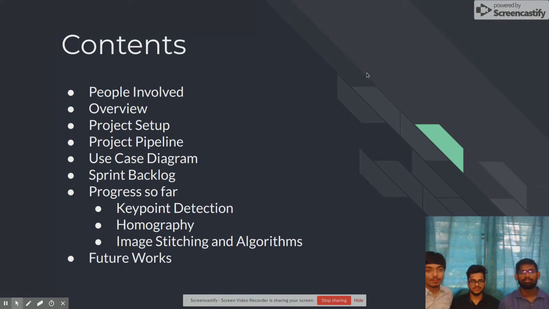So these are the contents which we will be discussing in our presentation. People involved, overview, project setup, project pipeline, use case diagram, sprint backlog, our progress so far and our future works.